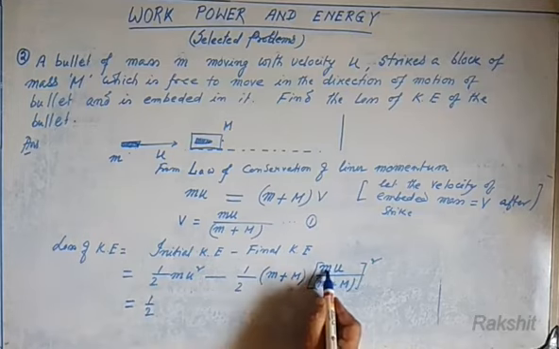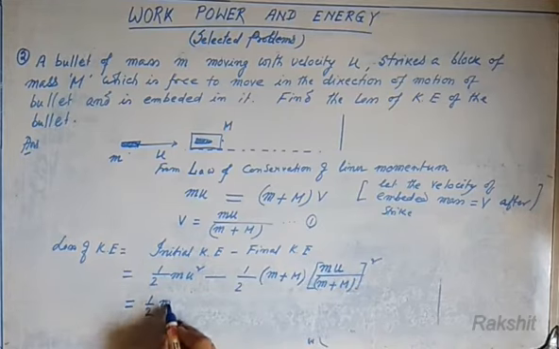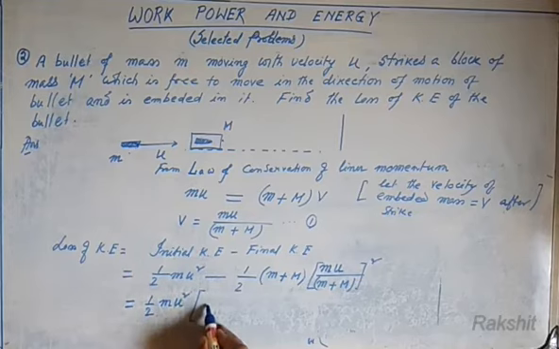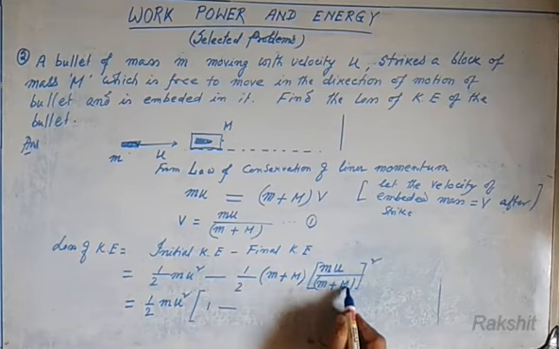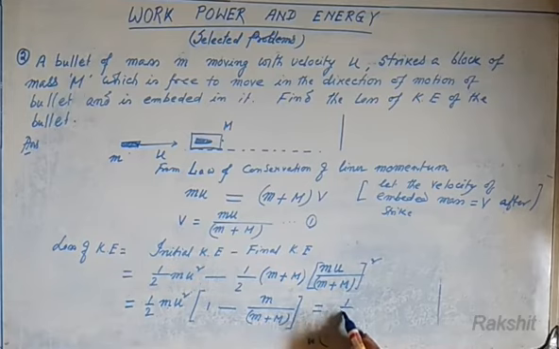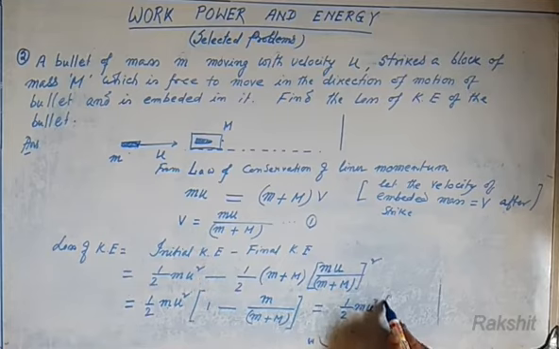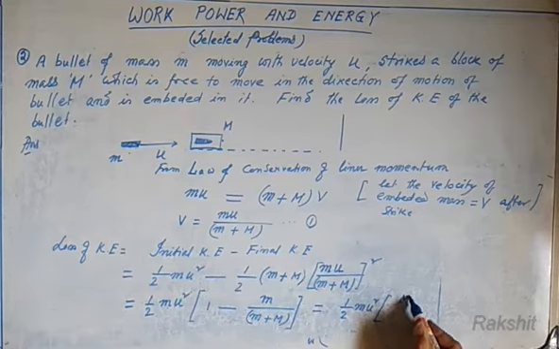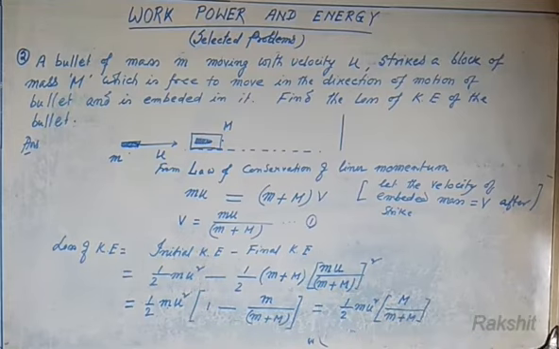Half m u square is common, so this is 1 minus m square over (m plus M) whole square, which gives half m u square into capital M by small m plus capital M. This is a positive quantity.